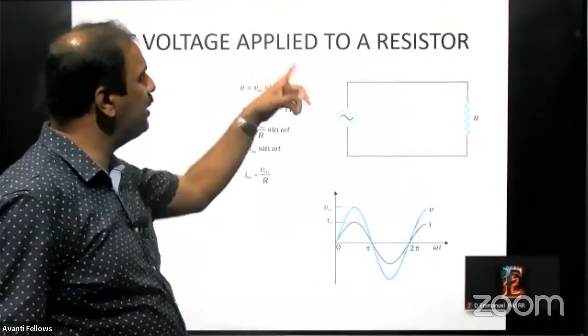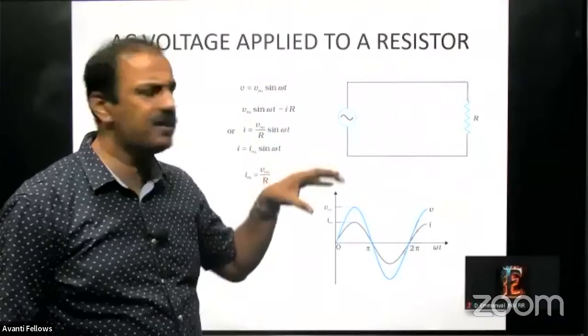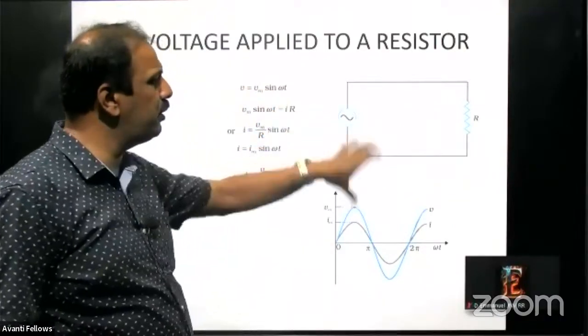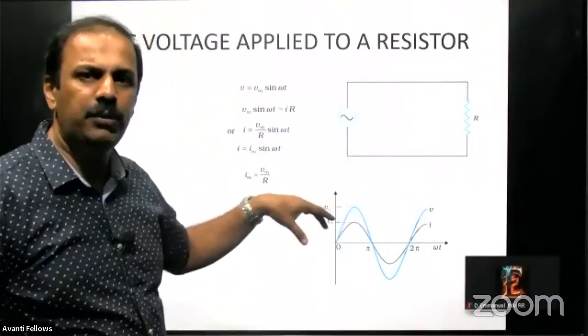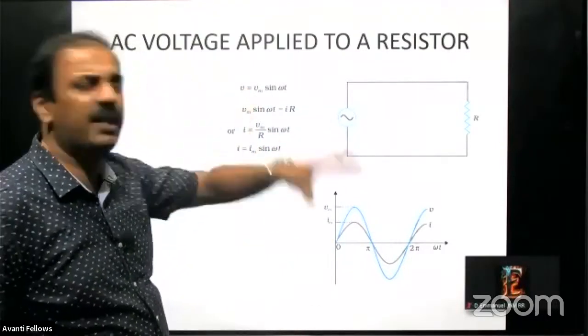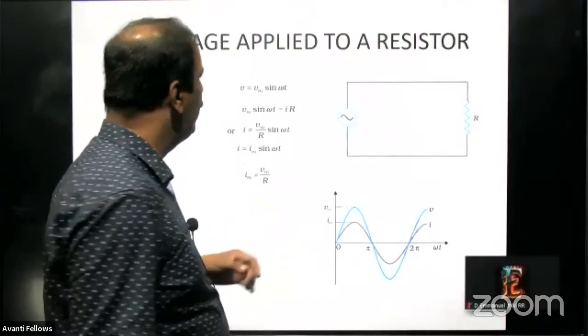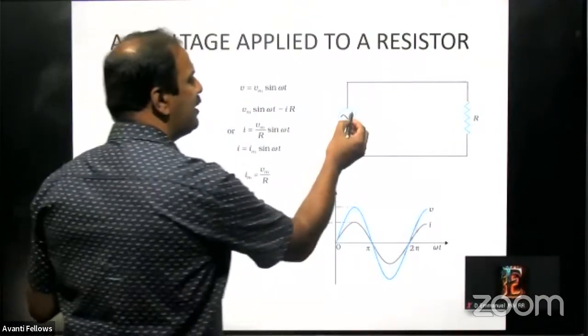Our topic is AC applied to a resistor. Along with this, we will discuss how we can understand what this AC is, how the AC current works. Okay, so here you see, the first point is that this is the source of AC.